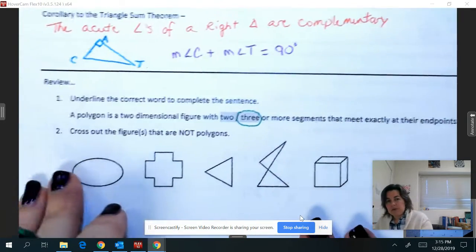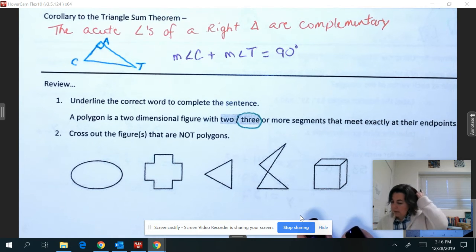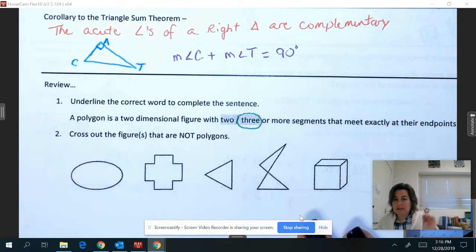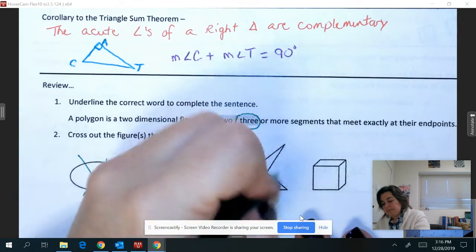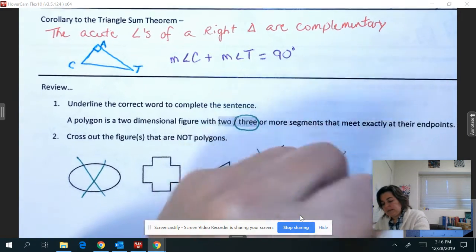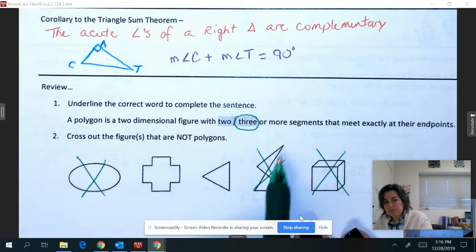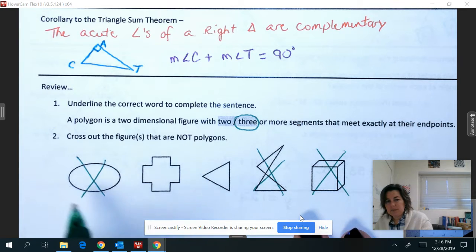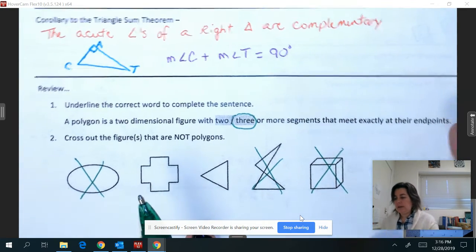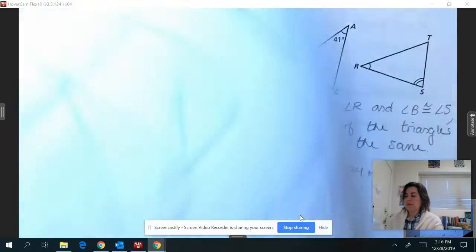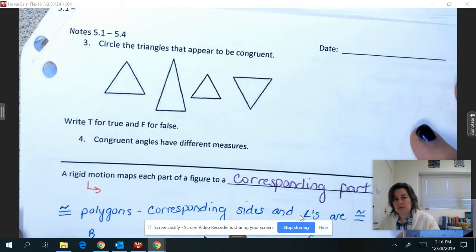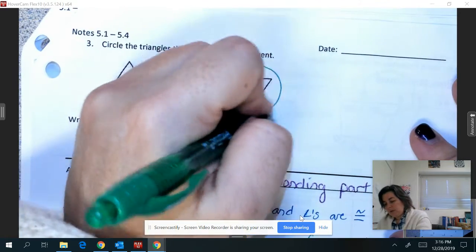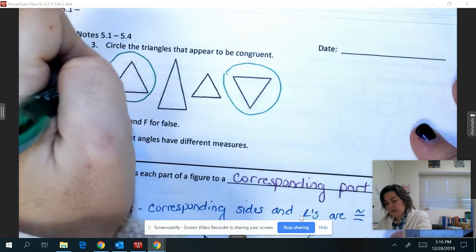Okay. Cross out the figures that are not polygons. We haven't exactly talked about polygons yet, but I will say that this one is not a polygon, this one is not, and this one is not. This one's 3-dimensional. This one the sides cross, and this one you can't have rounded sides. They have to be segments. Okay. Next question, circle the triangles that appear to be congruent. Well, this triangle and this triangle look like they're the same size.